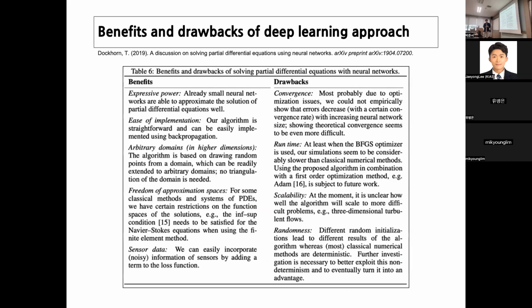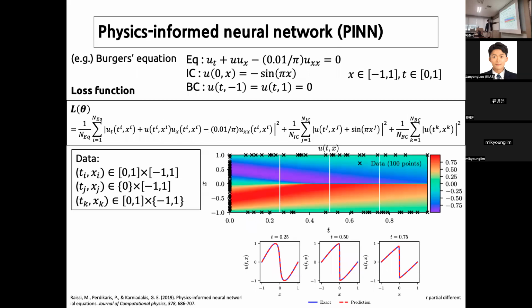So this approach has many benefits and drawbacks. There are many ways to explain these benefits and drawbacks, but in this table, they show some very important benefits for this approach. For example, they can use this algorithm for arbitrary domains, because as you see here, if we can sample just in that domain, then we can learn this algorithm.